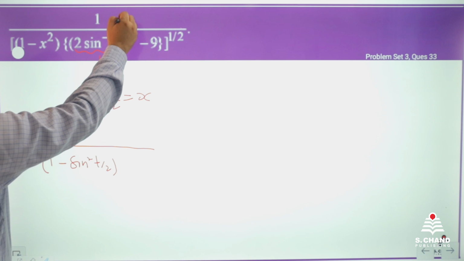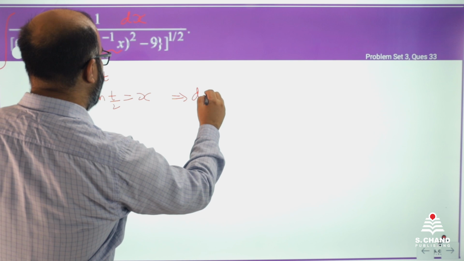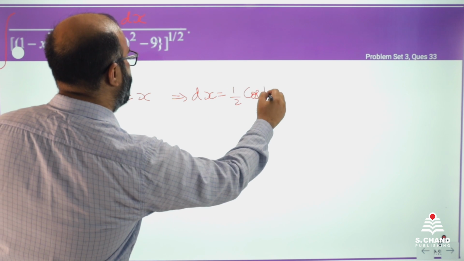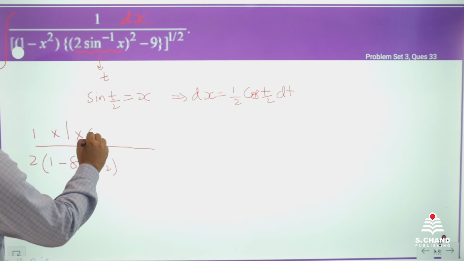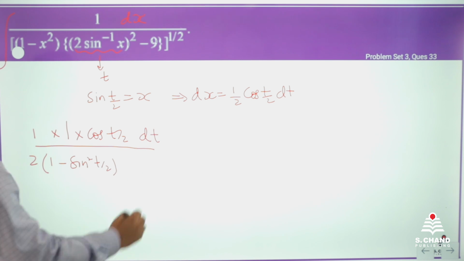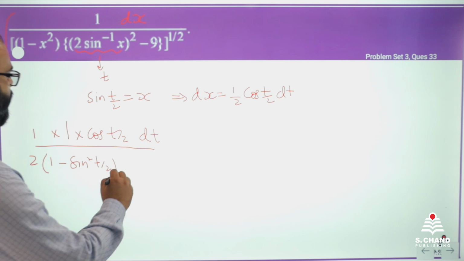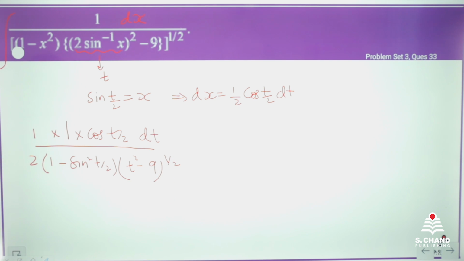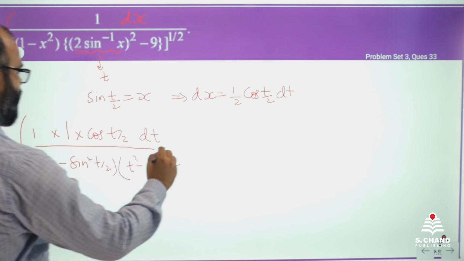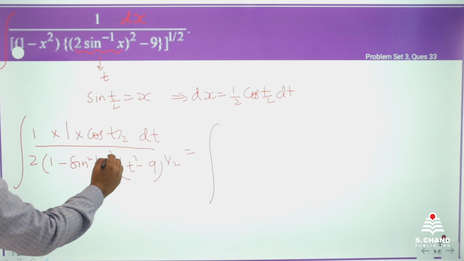In the numerator, since it is integration with respect to x, dx will be equal to 1 by 2 cos t by 2 dt. So this will be 1 by 2 into cos t by 2 dt. And then what happens to this? This will become t. So t square minus 9 under root. This is what it will become. Now this will become cos square t by 2. So 1 cos t by 2 will get cancelled. And you will get, as there is a square root here also, so this is also in a square root, right?